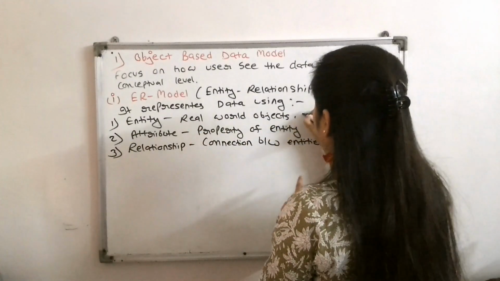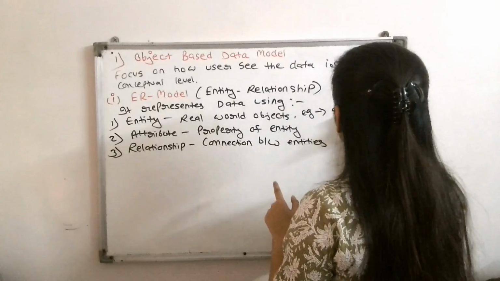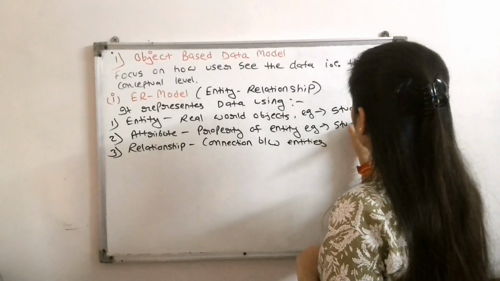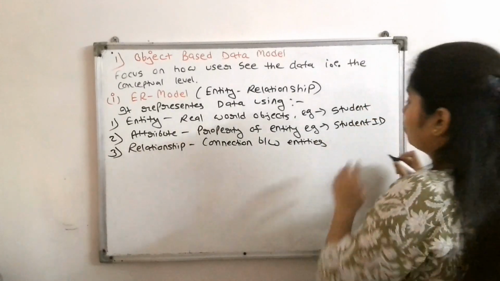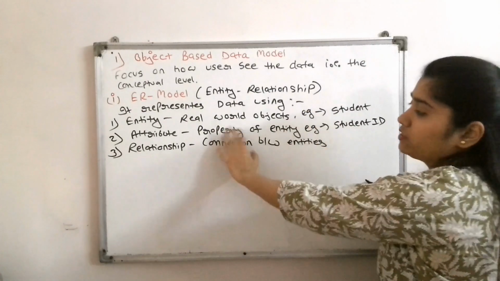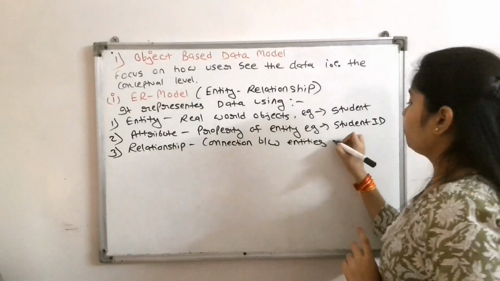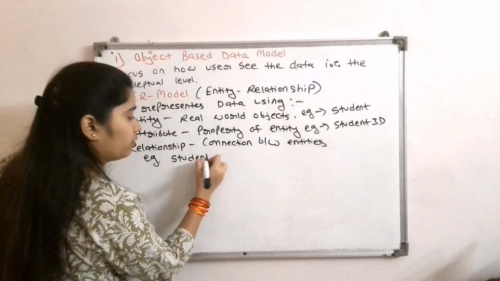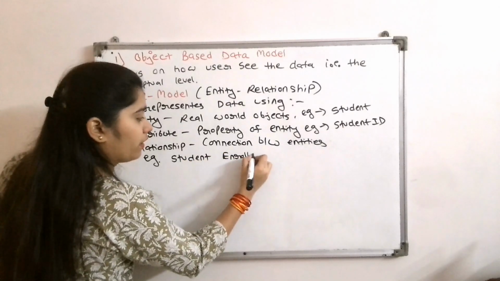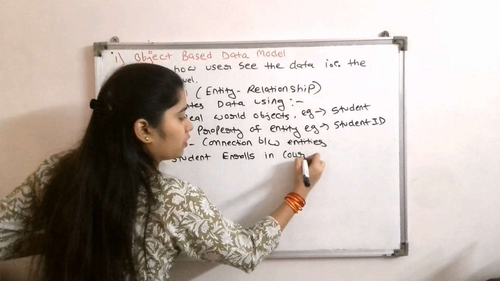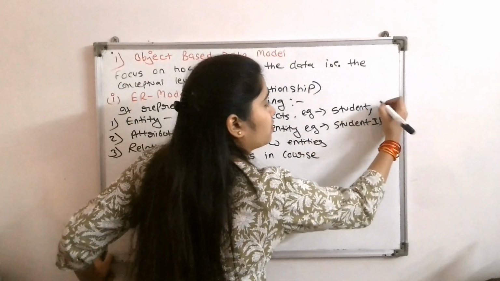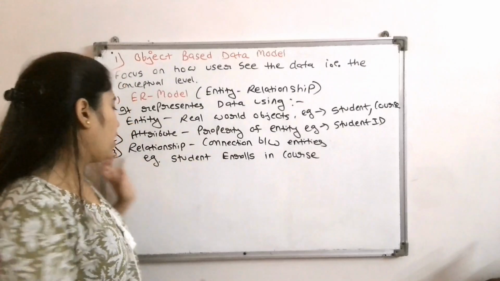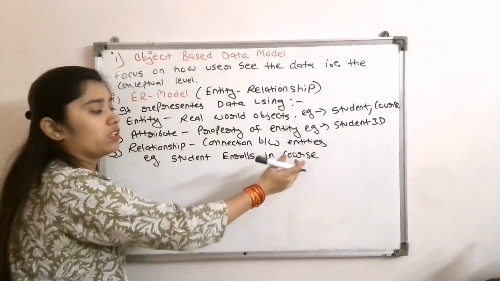So first we will write the example. See, as an example of entity we will take student. And attribute we can take, suppose, student ID. So it is the attribute of the entity, or sorry, we can say it is the property of the entity. Then relationship, suppose the example we'll write here: student enrolls in course. Here we take student and course. So these are the two entities. Then we have taken the relationship as student enrolls in the course.